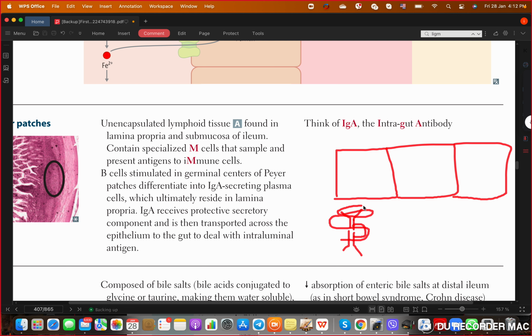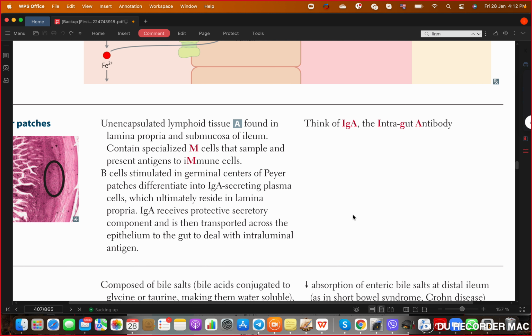And it has something called secretory protein. Why does all of this happen? To allow it to move. Without the secretory protein, it will not be moved out. So this thing is the secretory component. Okay, all make sense? Secretory component. Okay, doc.